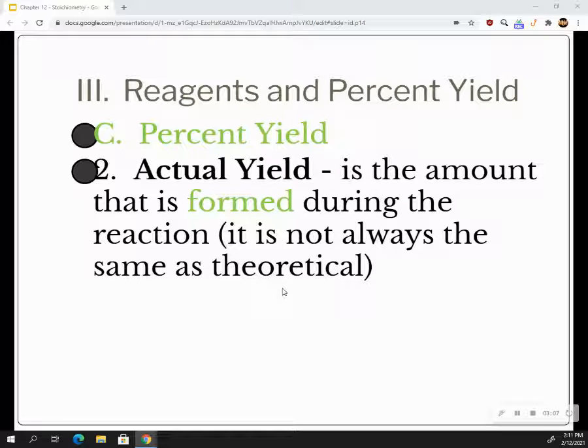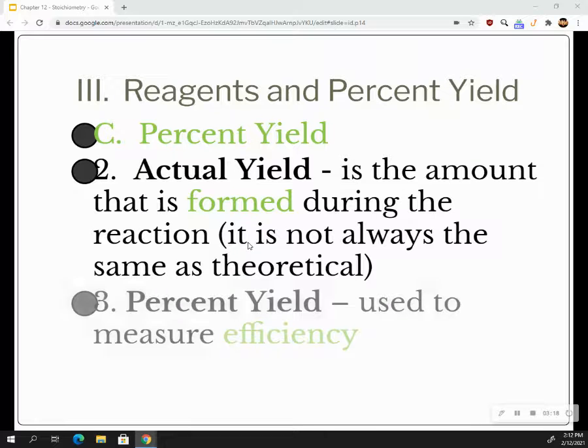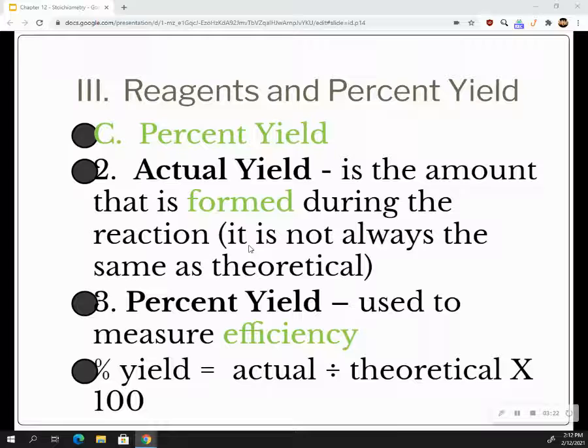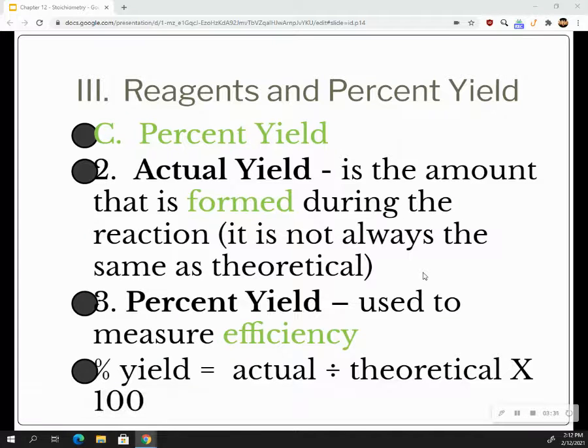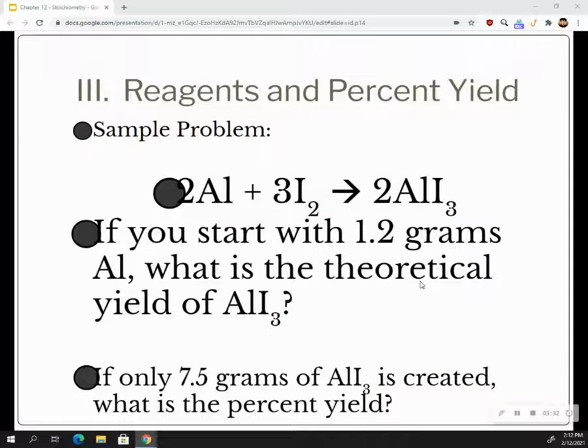Percent yield is your actual yield divided by your theoretical yield. It is the amount formed during the reaction, which is not the same as the theoretical. Your percent yield measures efficiency, so it is a percent. It is your actual divided by your theoretical times 100, of course. So we're taking what our actual is and dividing it by our theoretical.